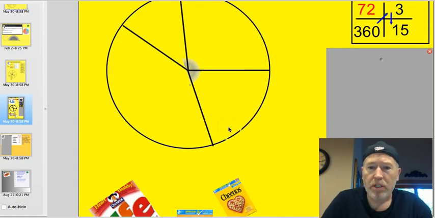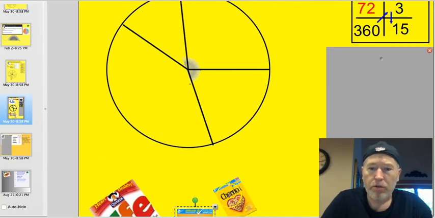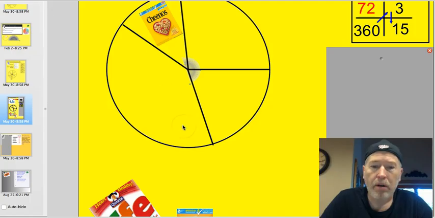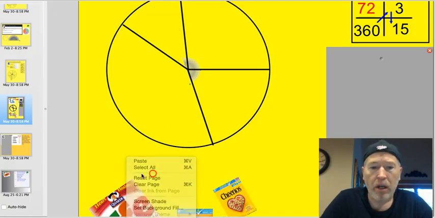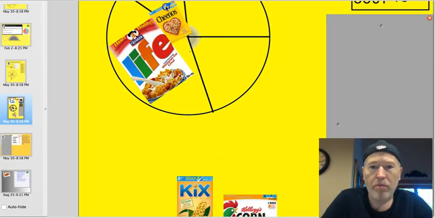So kicks was the smallest one here. Nope, Cheerios was the smallest. Cheerios would go up in here. The biggest one was Life. We can put that in that slice. Sorry, my Cheerios got moved.